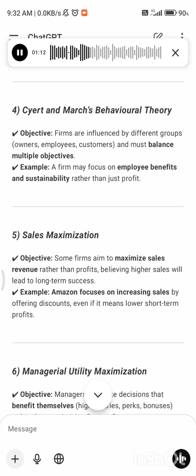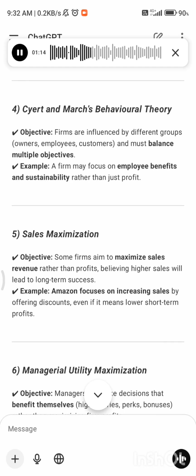4. Cyert and March's behavioral theory. Objective: firms are influenced by different groups, owners, employees, customers, and must balance multiple objectives. Example, a firm may focus on employee benefits and sustainability rather than just profit.